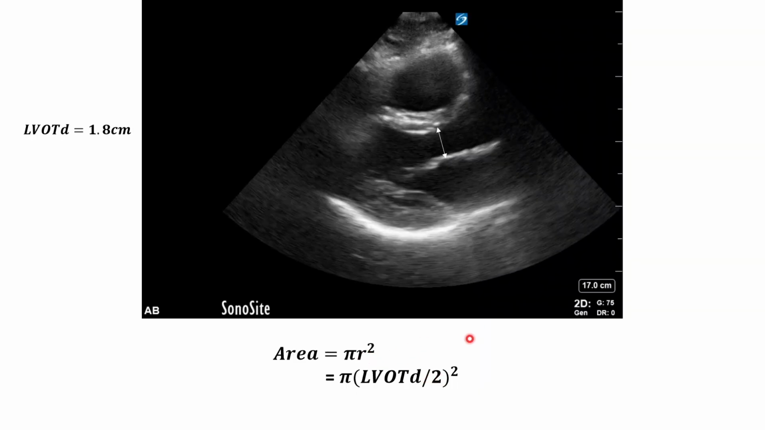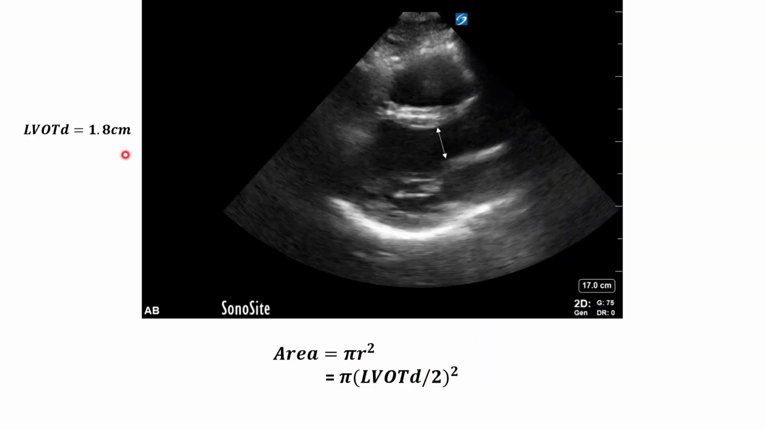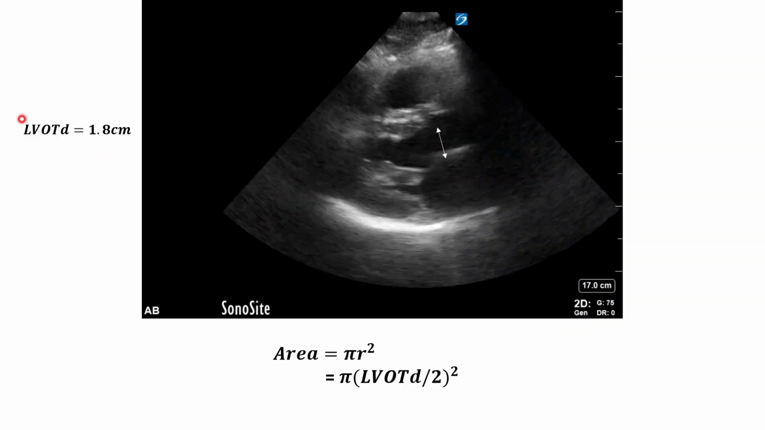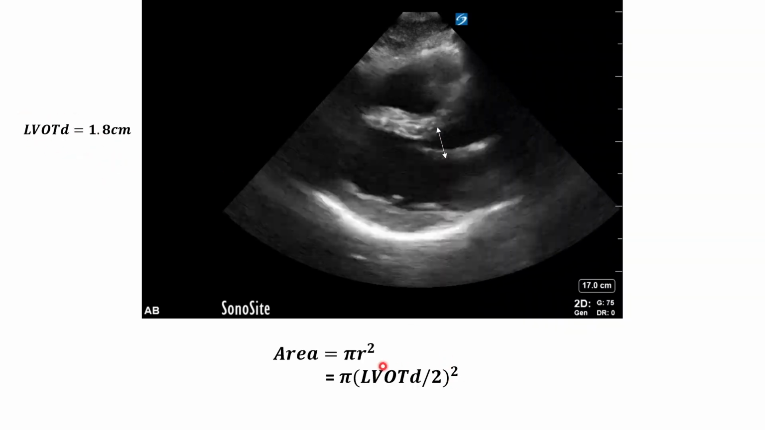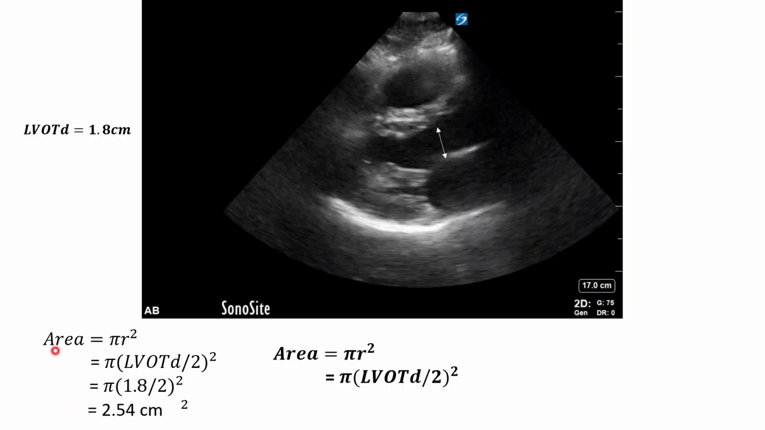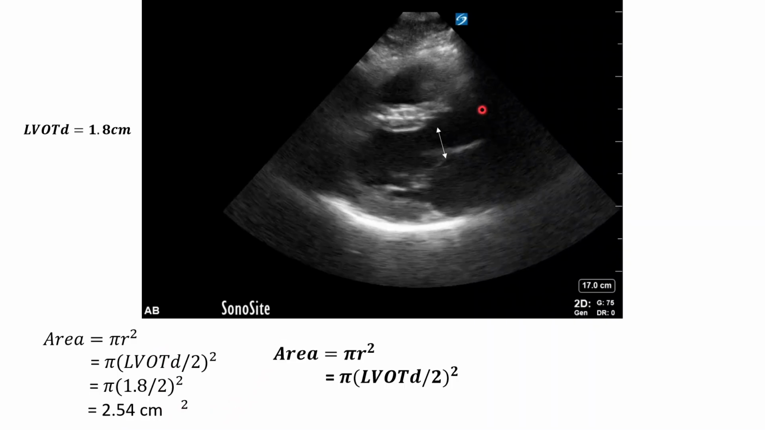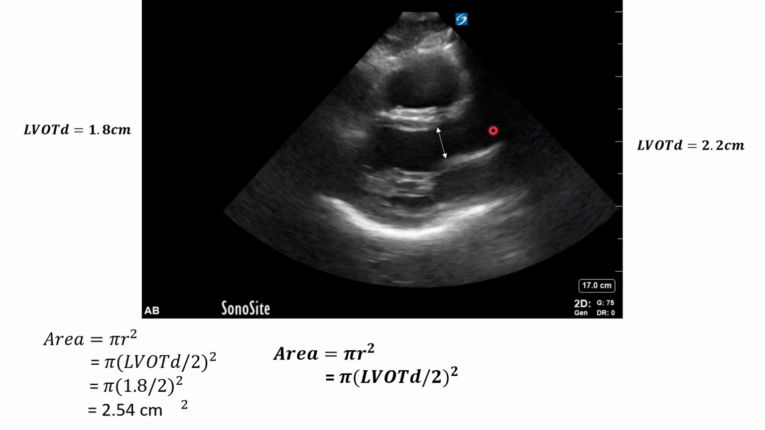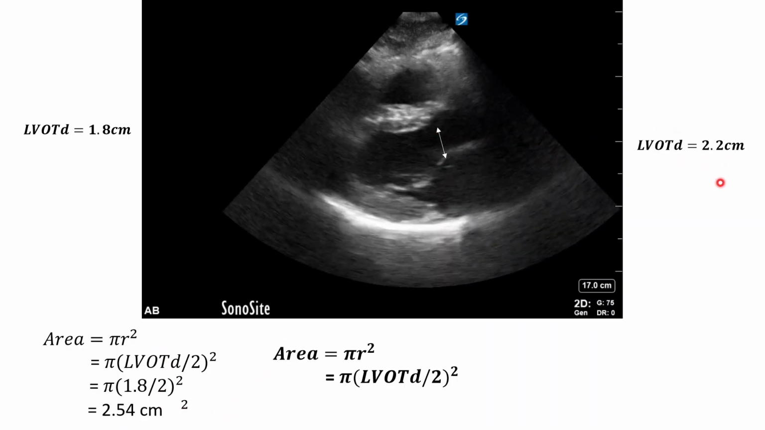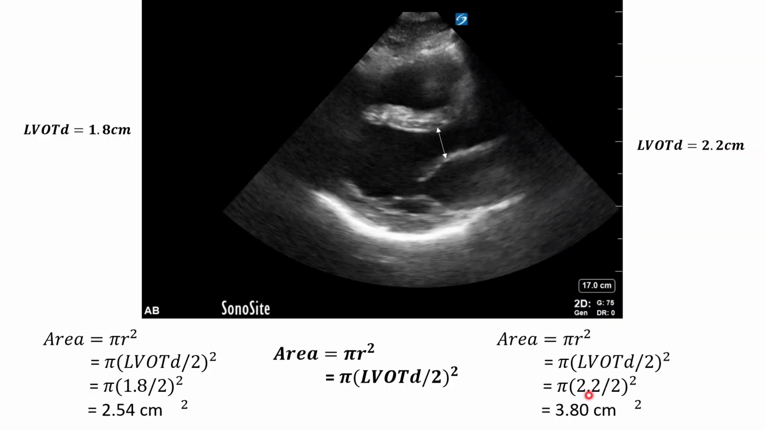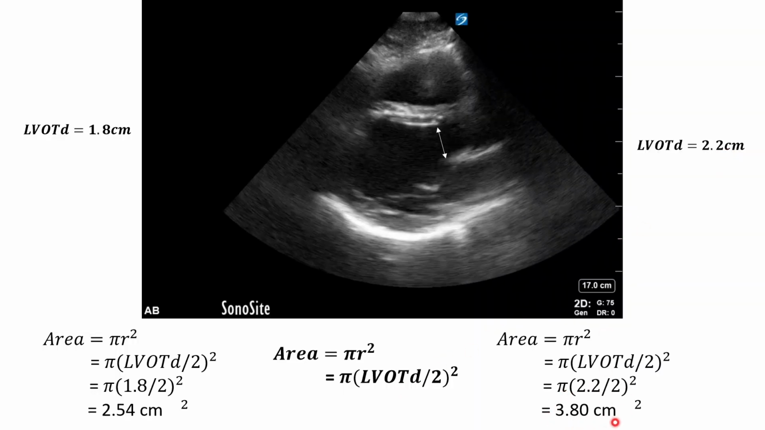Now let's show you some real life patients. Assume that the measurement here is 1.8 centimeter. If we use this number in this formula, then we get the area of 2.54 square centimeter. On the other hand, if we measure the diameter of 2.2 centimeter and apply this in this formula, we are getting the area of 3.8 square centimeter.